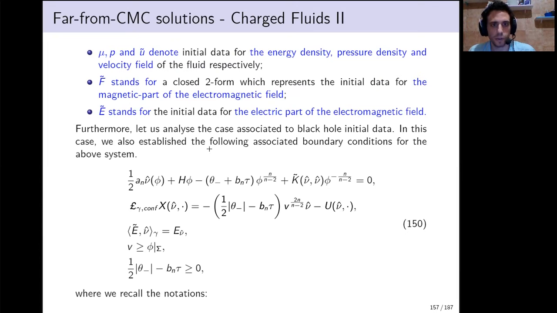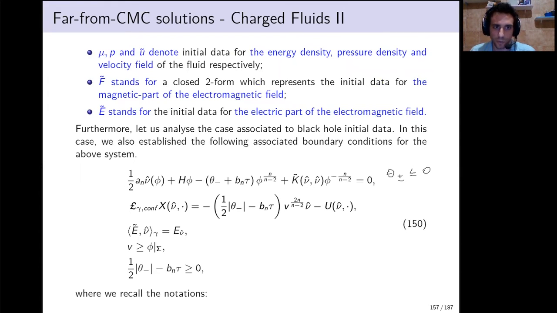And let us also recall that we have already formulated the boundary conditions associated to black hole initial data that are applied to this kind of fully coupled system. And they are given by these boundary conditions here. Let us recall that they appear by imposing this convergence condition on the expansion coefficients, and this convergence condition is related to the convergence of future pointing light rays across this boundary surface. And it represents marginally trapped boundary conditions.